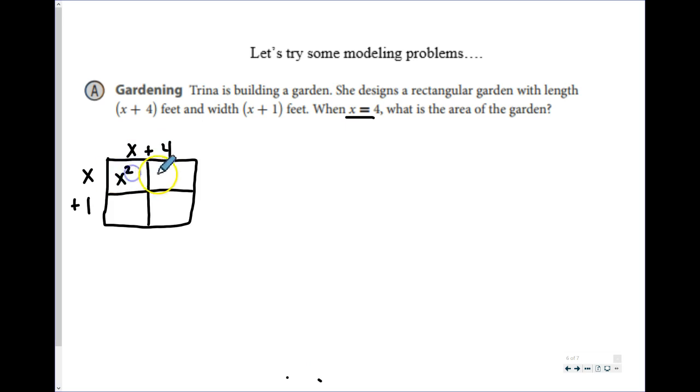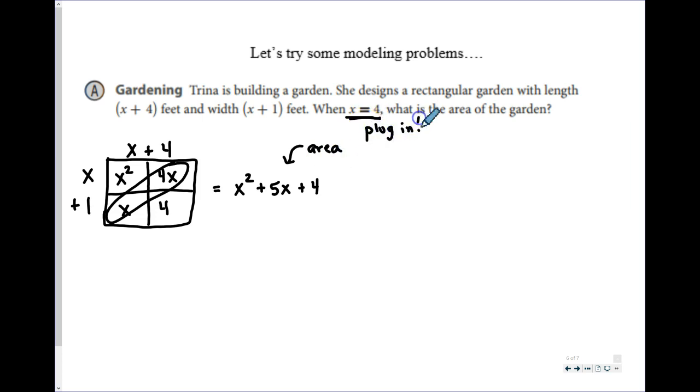So I'm going to put x squared here, 4x here, x here, and 4 here. So I get a polynomial when I combine like terms of x squared plus 5x plus 4, okay? And now the question is saying, well, when x equals 4, what's the area of her garden? So I know that this expression represents the area. So with x equals 4, that means I need to plug it in.